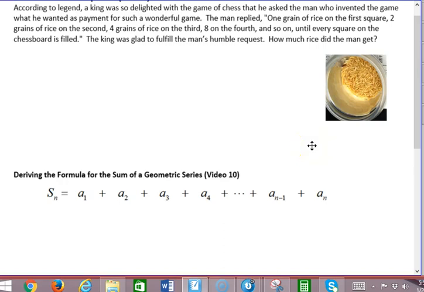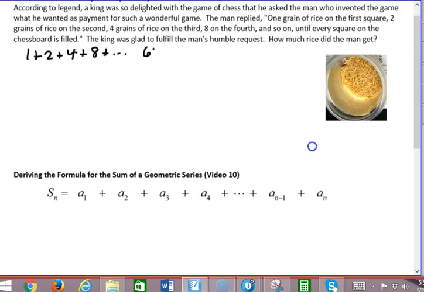According to legend, a king was so delighted with the game of chess that he asked the man who invented the game what he wanted as payment for such a wonderful game. The man replied, 1 grain of rice on the first square, 2 grains of rice on the second square, 4 grains of rice on the third, 8 on the fourth, etc., until every square on the chessboard is filled.